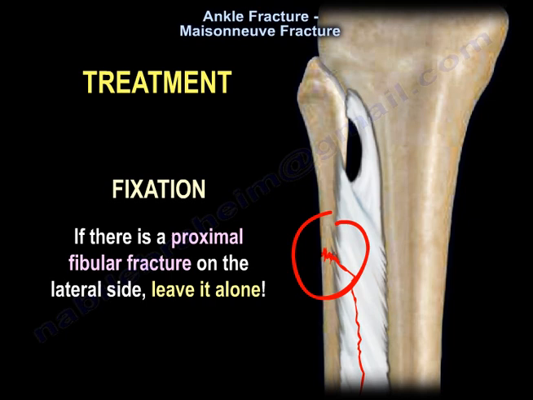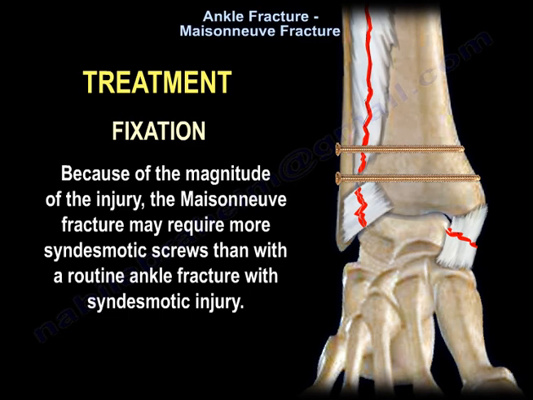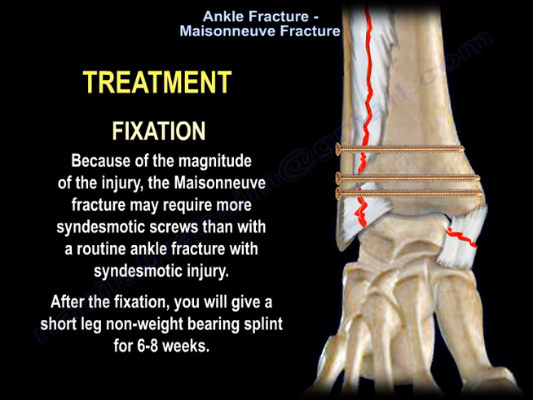And for the syndesmosis, the fixation has to be stable and adequate. Because of the magnitude of the injury, Maisonneuve fracture may require more syndesmotic screws than in routine ankle fractures with syndesmotic injuries. After the fixation, you'll give a short-leg non-weight-bearing splint for 6 to 8 weeks.